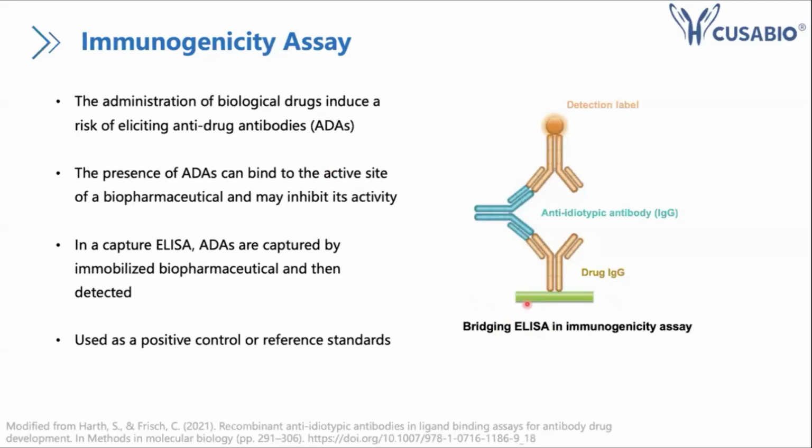So you can use the anti-idiotype polyclonal antibody to perform this bridge ELISA assay. In this type of assay, the anti-idiotype antibody can be used as a positive control, and also as a reference standard to assess the immunogenicity. So think about that. The anti-idiotype antibodies are highly specific for the ADA, so they can mimic the real situation of the ADA in your blood samples. So using this as a positive control, you can predict what the ADA is in the blood samples about your drugs.